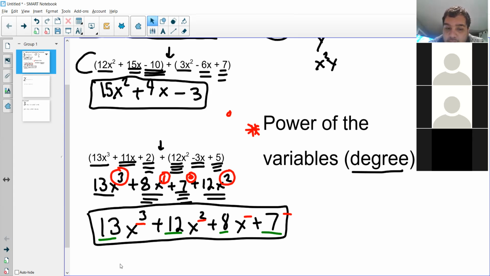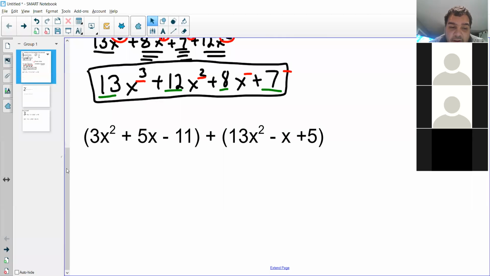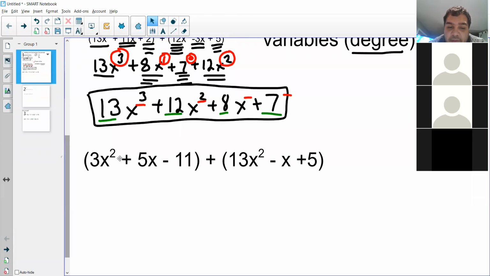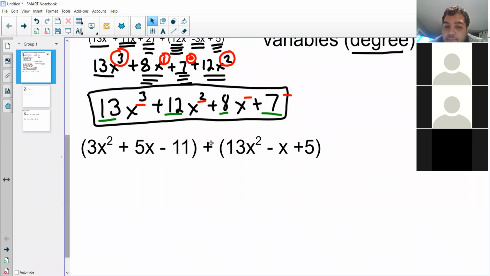All right. So 30x squared plus 5x minus 11. I want you to try this one yourselves. You're adding them. Oh wait, I'm sorry, it's not there. Here you go. Okay, try this one by yourself. Add these two.